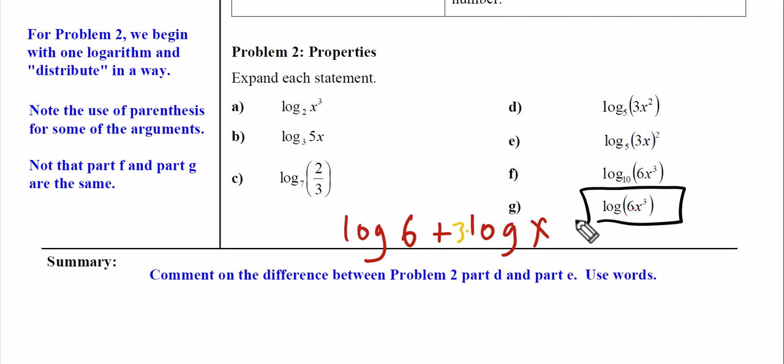We just did a lot of organizing, right? Take some time to use some words. Comment on the difference between problem 2, part D, and part E. Because I know I explained it a lot, but you didn't write many words. I need you to write down words. I need that to be clear. That's going to be a test question.